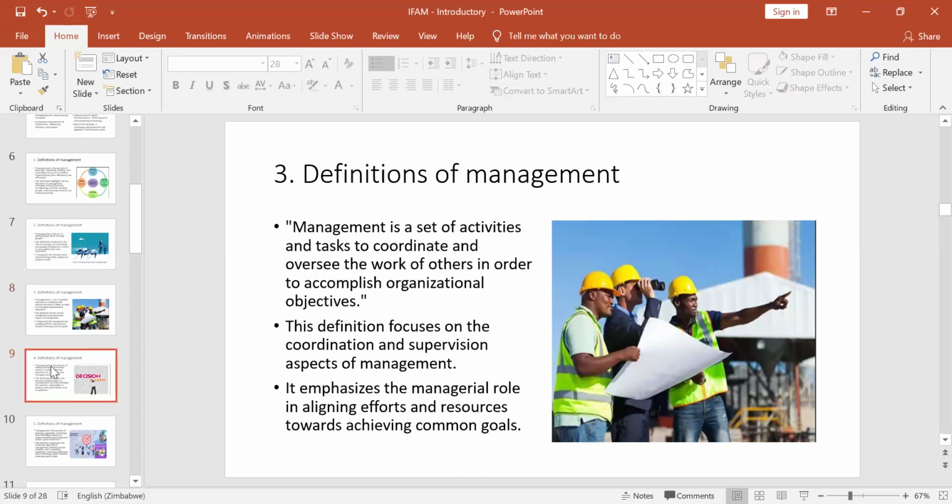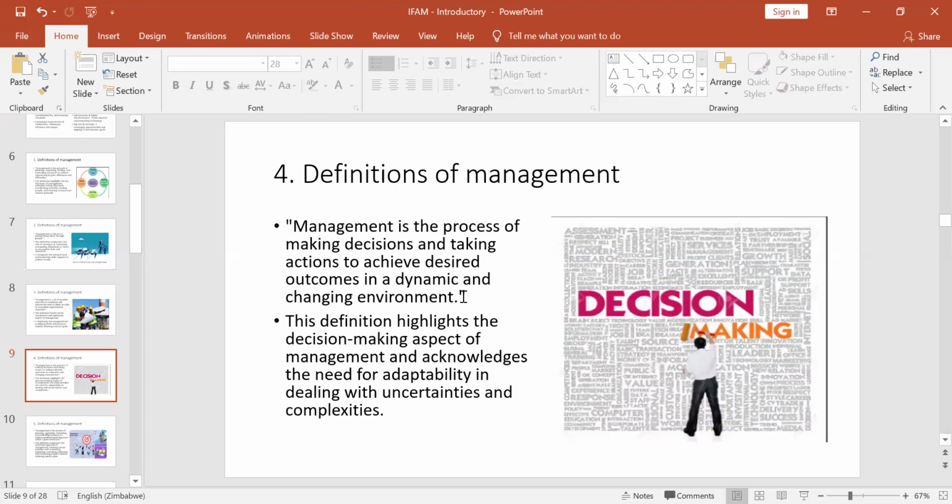Then we say management is the process of making decisions. We are now looking at it from the decision-making level. Remember, a manager will only be called a manager if they have to make decisions, and usually very hard decisions. So it's the process of making decisions and taking actions to achieve the desired outcomes in a dynamic and changing environment. So with this definition, we are looking at the decision-making part of management. And we are also acknowledging that there is need for adaptability when you are a manager, because we are going to come across different scenarios and complexities. You can't predict what's going to happen tomorrow and so on. So you need to be able to make good decisions in that environment.